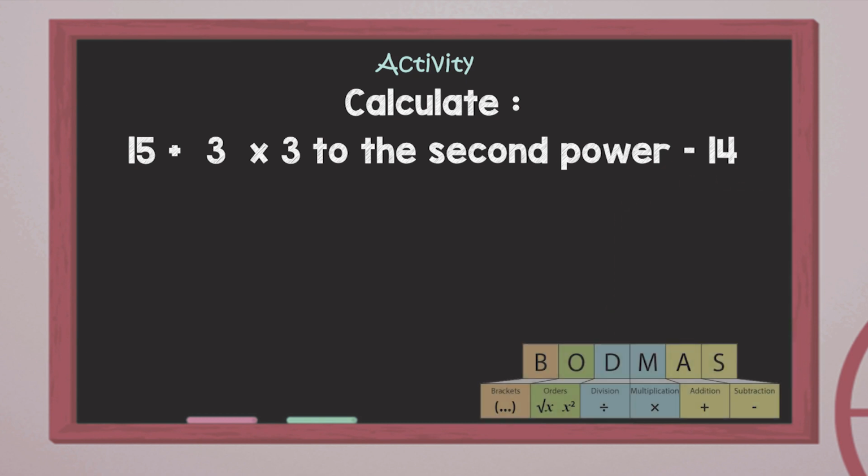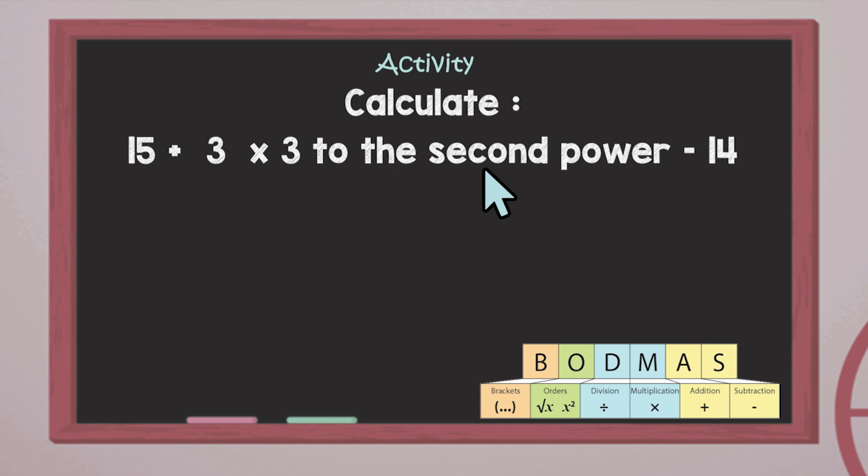So boys and girls, what is the first thing we work? Do we have any brackets? No, we don't have any brackets. Do we have any exponents? Yes, we have exponents. 3 to the second power. 3 to the second power means 3 multiplied by 3, and that will give us a total of 9.